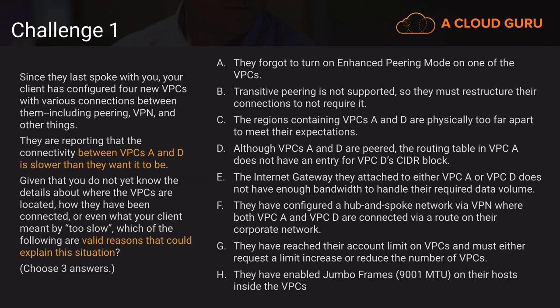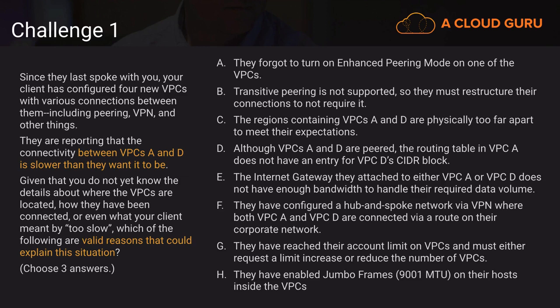C says the regions containing VPC A and D are physically too far apart to meet their expectations. Well, that's a perfectly valid reason why it might be slow. Maybe they put one VPC in one region, then VPC D on the other side of the earth, and the latency is just too much for either their liking or their application. So we like C. Let's move on to D.